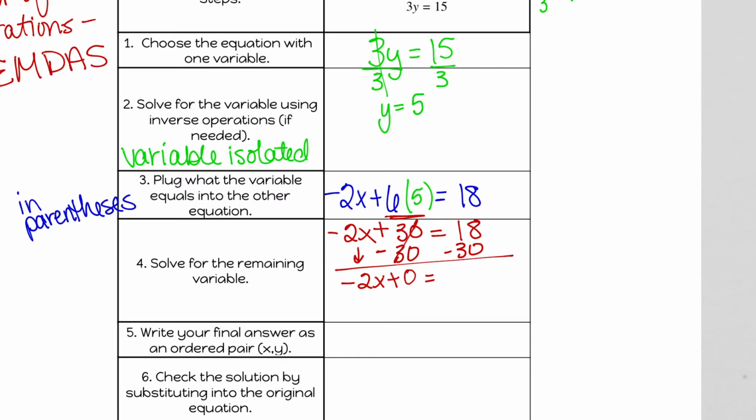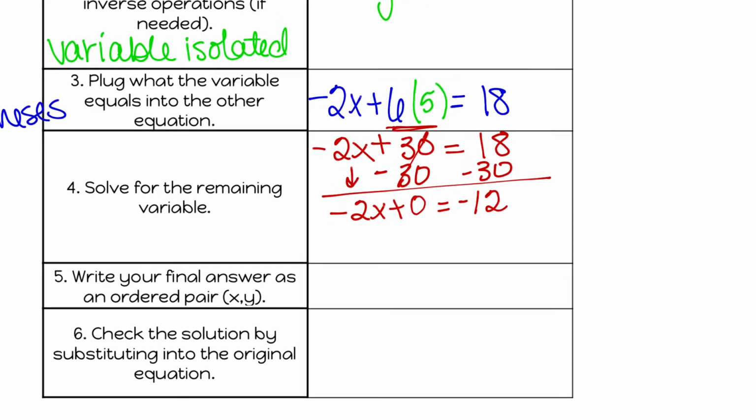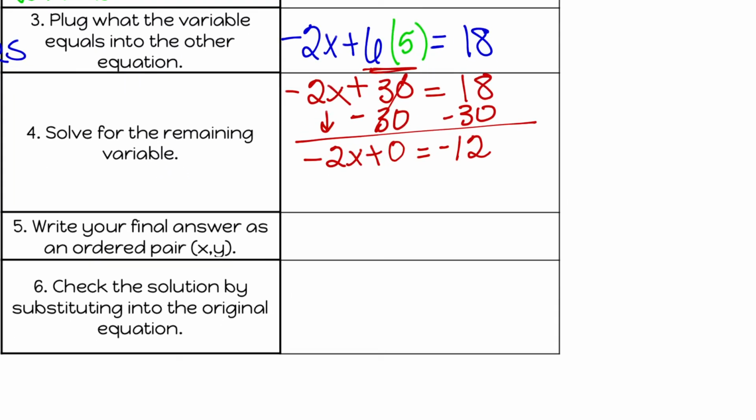18 minus 30, so if I say 30 minus 18, I'm going to get 12. Then we're going to take the sign with the bigger one. So we're going to have negative 12 here. I can completely ignore that 0 in negative 2x plus 0. So now we have to determine what's happening between that negative 2 and the x. And I can see that that is multiplication. So what we're going to do is we are going to divide by negative 2 on both sides.